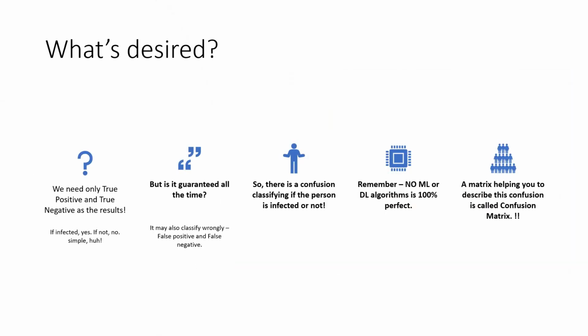Now, what exactly is the desired thing? We need the results to be only true positive and true negative. This is our expectation. It has to be true positive, true negative. If it is infected, yes, it is infected. If it is not, it is not. As simple as that. But is this guaranteed all the time?